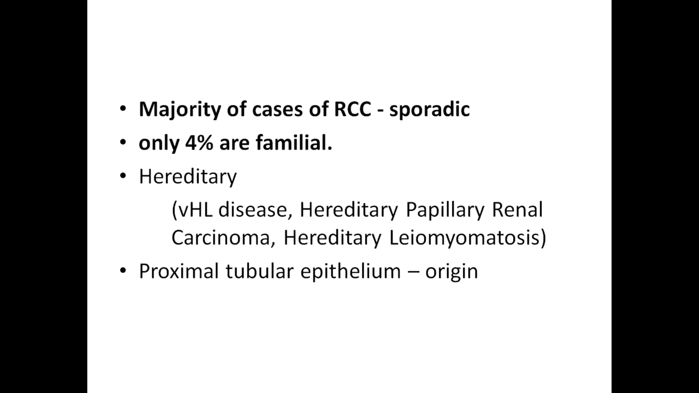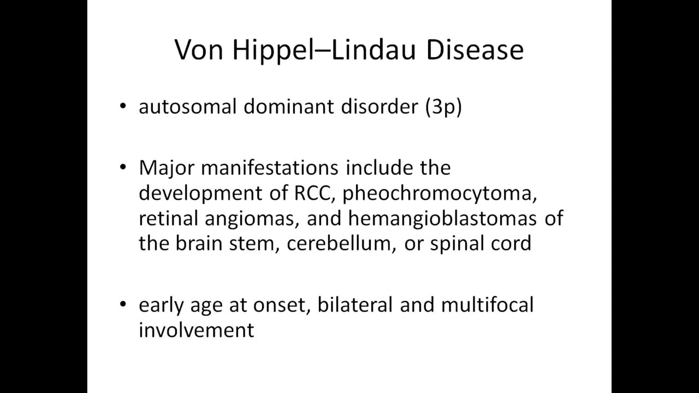Etiologically, the related factors are smoking, obesity, and hypertension. And the majority of cases of renal cell carcinoma are sporadic. Only 4% are familial, 4 out of 100, and they're usually associated with von Hippel-Lindau syndrome, hereditary papillary renal carcinomas, and hereditary leiomyomatosis. The origin of the malignancy is usually the proximal tubular epithelium.